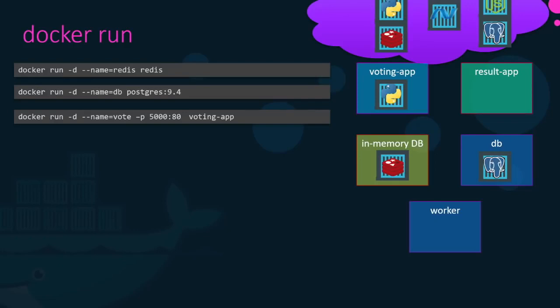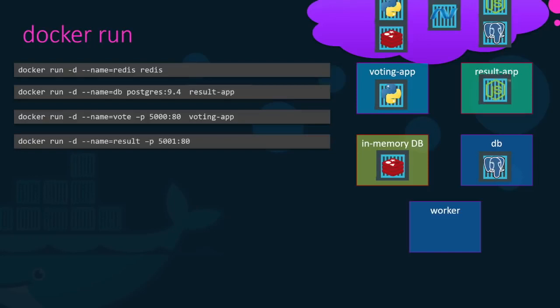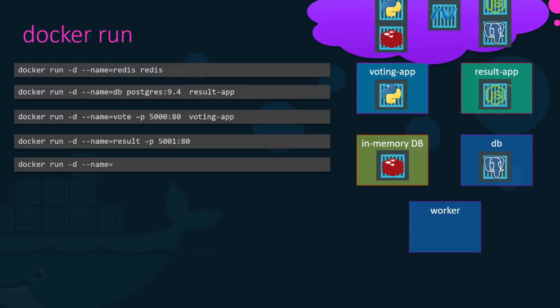Next, we will deploy the result web application that shows the results to the user. For this, we deploy a container using the result-app image and publish port 80 to port 5001 on the host. This way, we can access the web UI of the result app on a browser. Finally, we deploy the worker by running an instance of the worker image. Okay, now this is all good, and we can see that all the instances are running on the host.